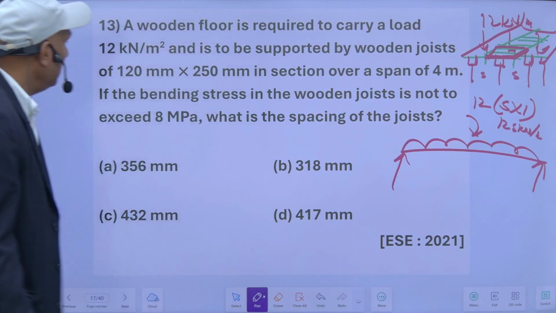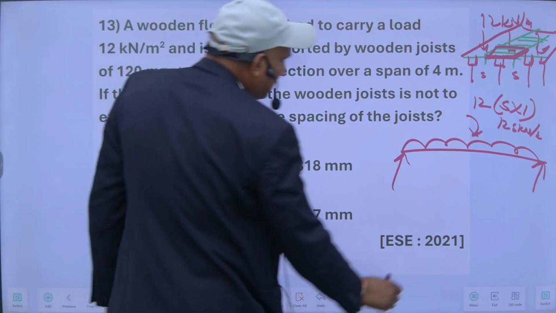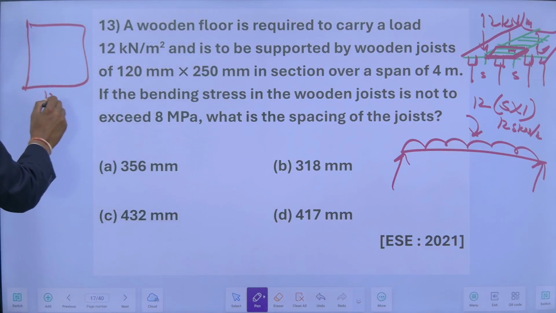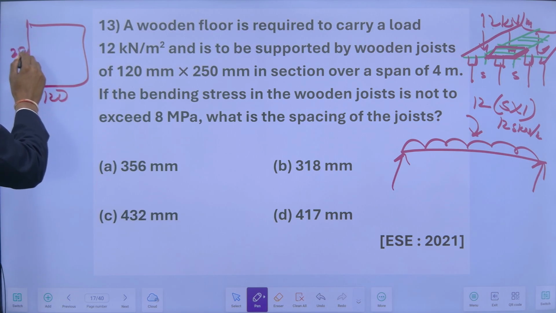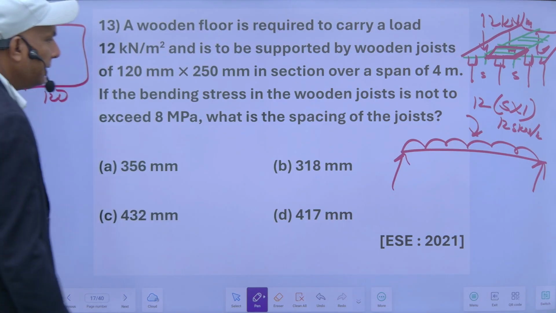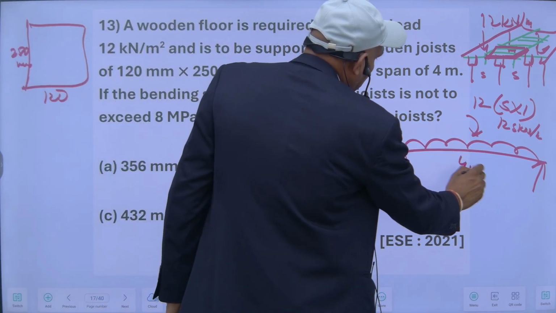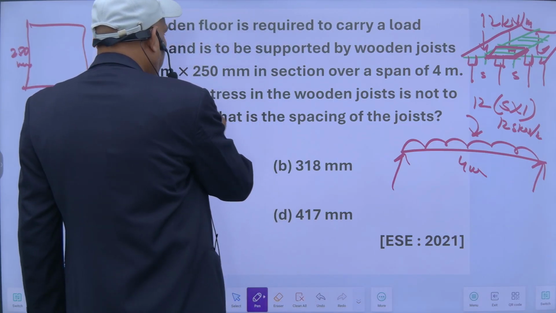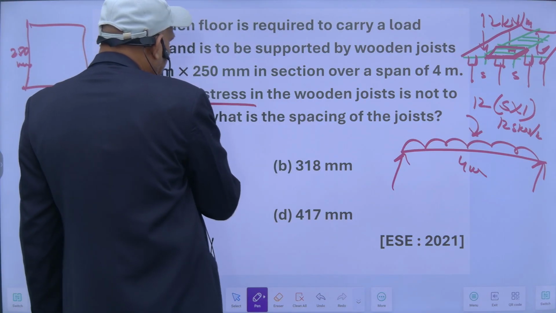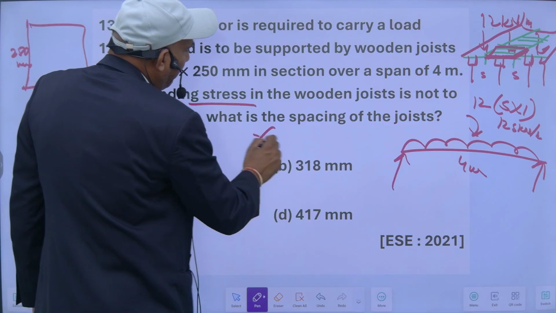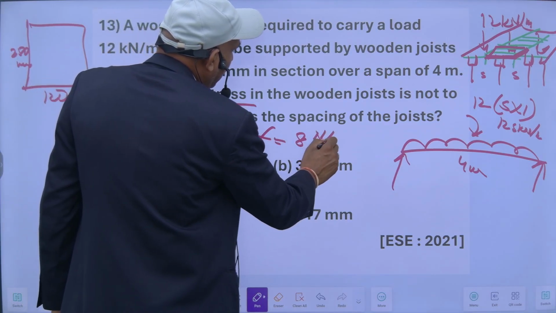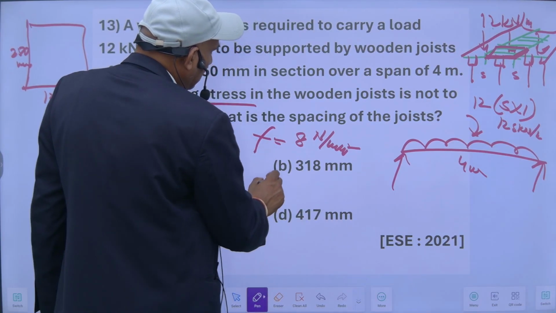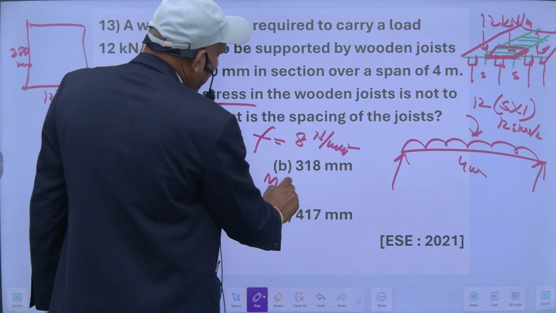Now its cross section is this one, and the span is 4 meter. Bending stress in the joist is not to exceed 8 MPa. So the bending stress F is equal to 8 Newton per mm square, and M is equal to Fz.